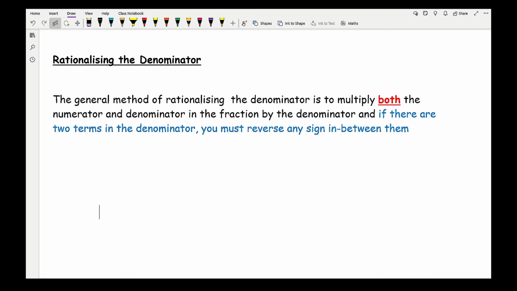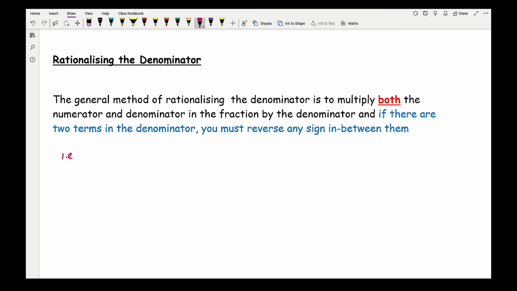Now, the general method of rationalizing the denominator is to multiply both the numerator and the denominator in the fraction by the denominator. Now, if you do have two terms in the denominator, then all you need to do there is just reverse the sign that's in between the two terms. So, for example, if that makes absolute zero sense to you, then do not worry.